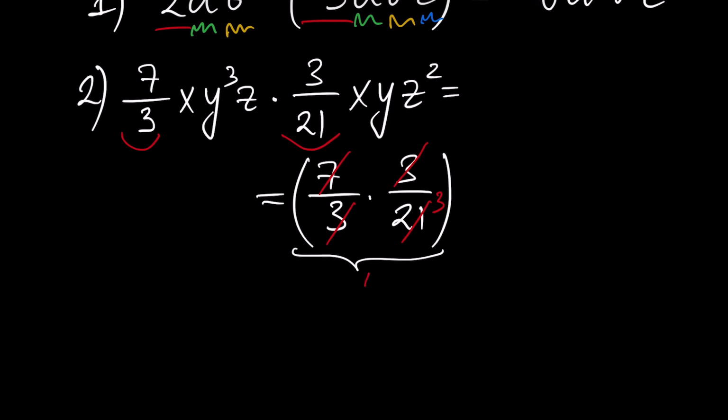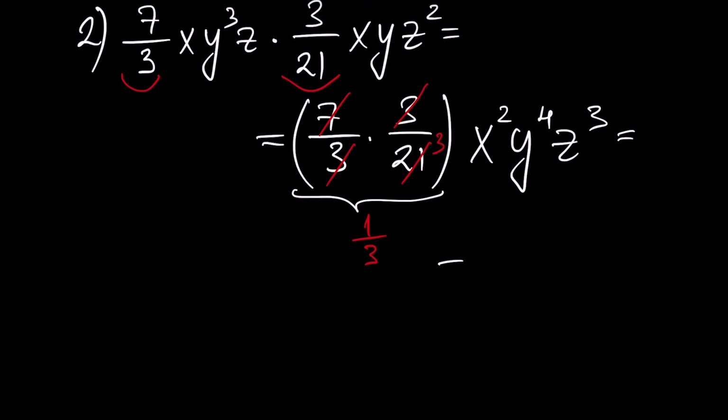This is 1 over 3. And x times x is x squared. Y cubed times y is y to the power 4, and z times z squared is z cubed. So the final answer is 1/3 x squared y to the power 4 and z cubed.